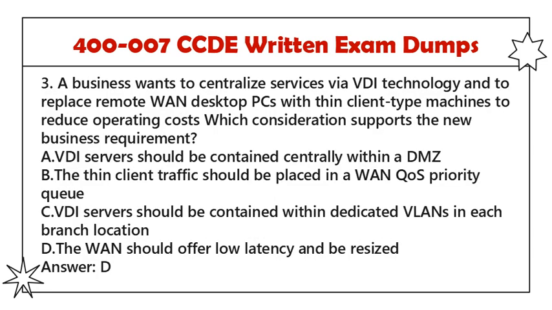3. A business wants to centralize services via VDI technology and to replace remote WAN desktop PCs with thin client-type machines to reduce operating costs. Which consideration supports the new business requirement? A. VDI servers should be contained centrally within a DMZ. B. The thin client traffic should be placed in a WAN COS priority queue. C. VDI servers should be contained within dedicated VLANs in each branch location. D. The WAN should offer low latency and be resized. Answer: D.